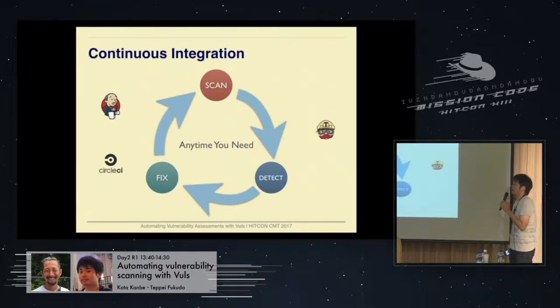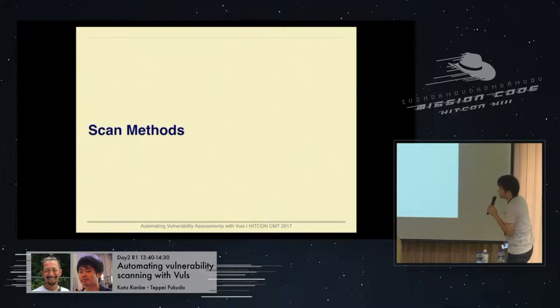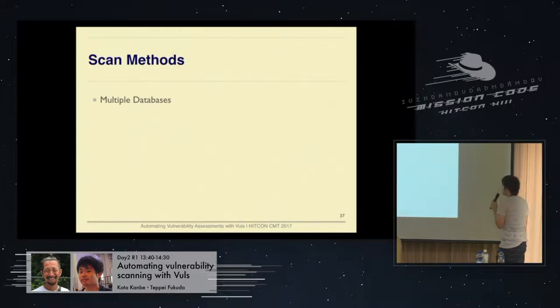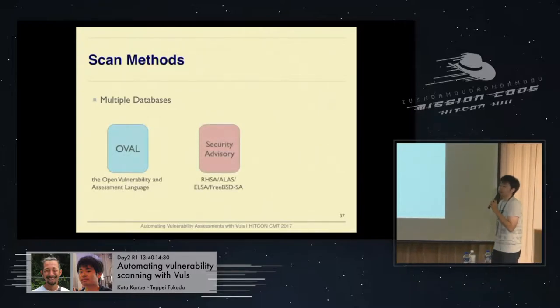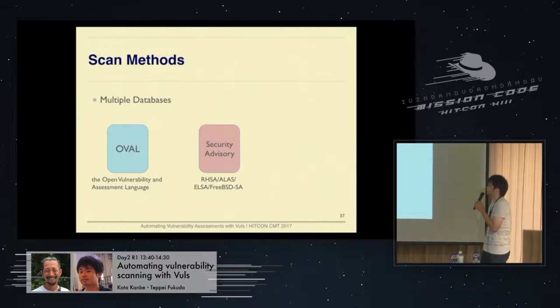This allows you to find vulnerabilities very quickly. And next, one of the reasons behind the high quality scan results is the multiple databases that Vuls uses. I'd like to introduce three of those databases: OVAL, Security Advisories, and the changelog.